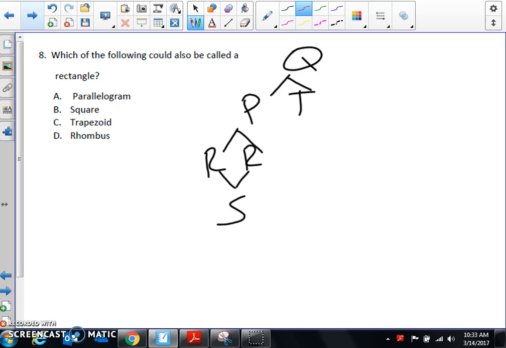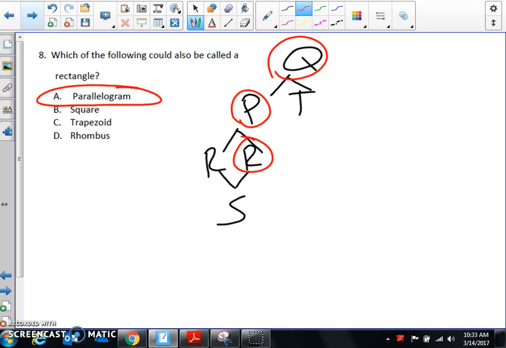And so rectangle is also a parallelogram, and it's also a quadrilateral. So my answer is A, because look, rhombus, square, and trapezoid are not circled.